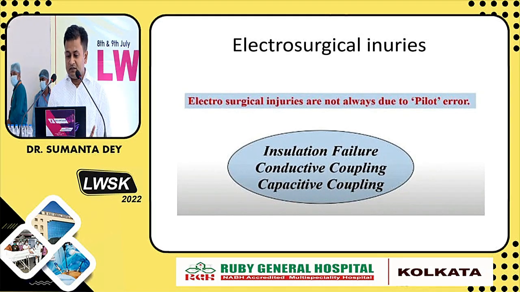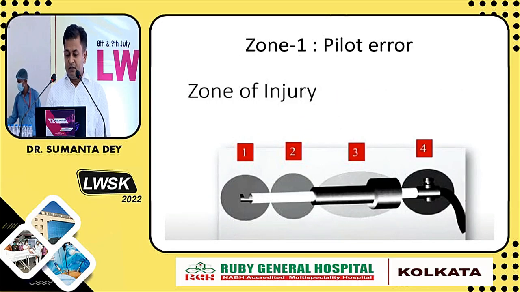Number one is direct coupling or insulation. Most of the reason it is insulation failure. Then the conductive coupling and the capacitive coupling. I will explain how. Suppose this is your right hand instrument. This is the port, and this is outside. This part is remaining outside of the patient's body. Then this is the port, going through the abdominal wall.